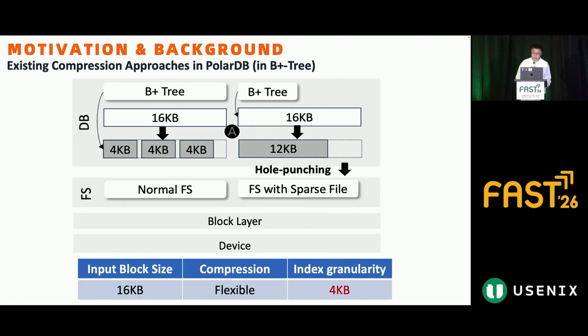Now let me show the existing approaches in original PolarDB. The first one is B+ tree compression at the database layer. It takes 16 kilobyte input. You use flexible software compression, but index at 4 kilobyte granularity. The problem is that the 4 kilobyte indexing leads to space fragmentation and a suboptimal compression ratio.